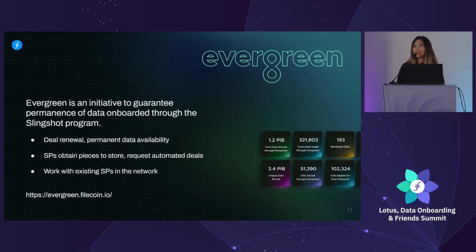Cool. Evergreen is a program that is a branch of Slingshot. It's very similar, except it focuses on renewing deals. These are deals that have been stored in the past with Slingshot and are about to expire. So in order to preserve the data that we stored with Slingshot, we have this Evergreen program where the engine will give you deals that are about to expire, and as the storage provider, you will take on these deals and renew them and store them.